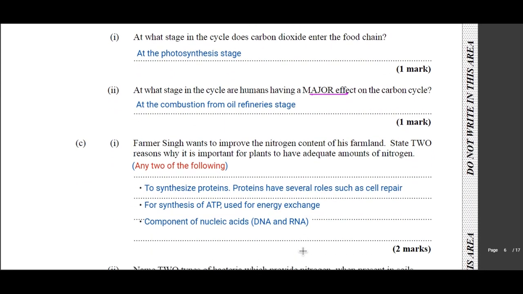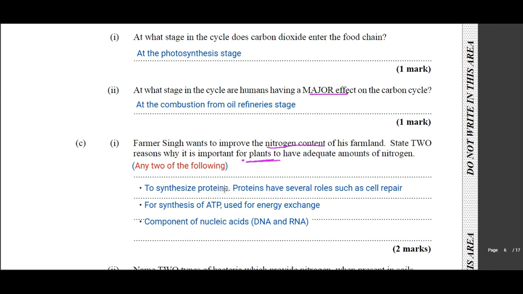Then we have Farmer Singh. Farmer Singh wants to improve the nitrogen content of his farmland. State 2 reasons why it is important to have adequate amounts of nitrogen. So notice it is important for plants to have adequate amounts of nitrogen. So you're looking at the role of nitrogen in the plants.